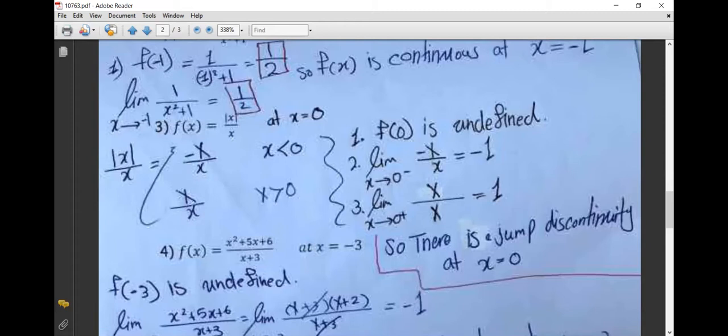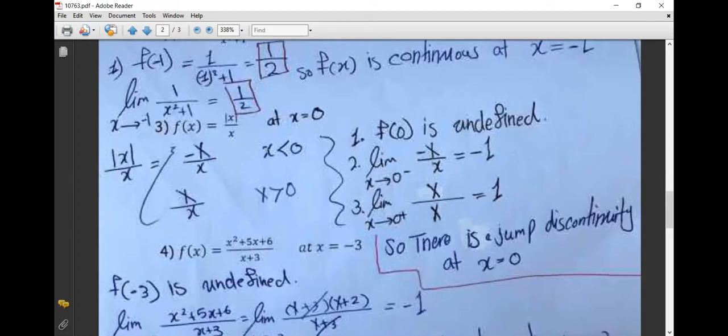So minus x over x and the other one is plus x over x. Minus x over x will appear when the x value is less than 0. If x is greater than 0, then plus x over x will appear. First of all, you have to write it like this, right?